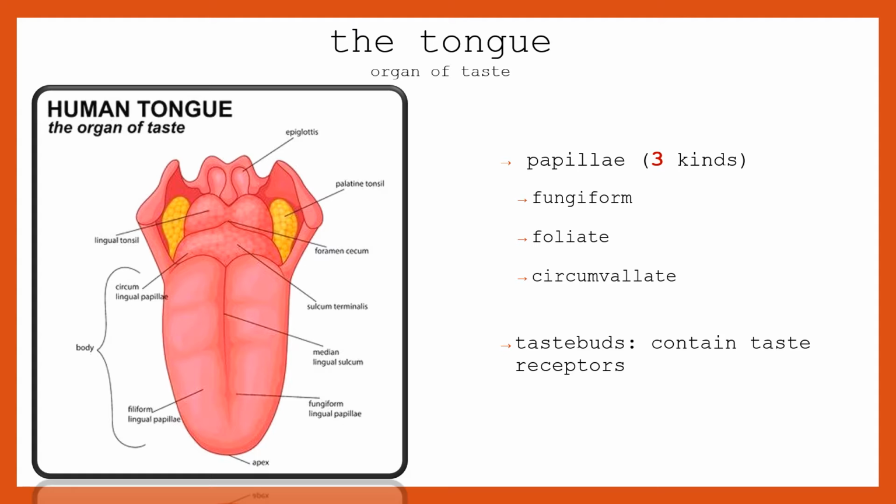And there are 3 types of these papillae. There are the fungiform, the foliate, and the circumvallate. The fungiform are mushroom shaped, hence the name fungiform, and they're located on the tip of the tongue. The foliate are located on the sides of the tongue, and the circumvallate are flat-looking mounds that are located on the back of our tongues.